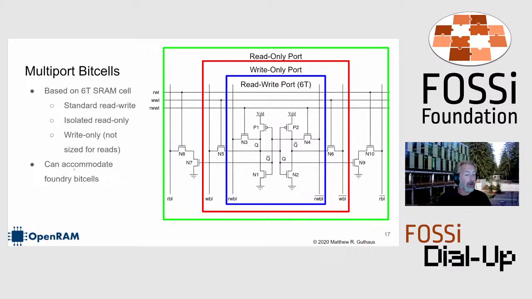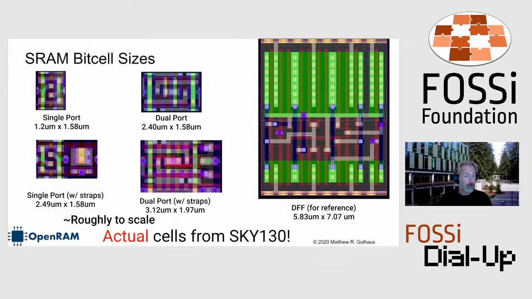We can also accommodate foundry bit cells. And what I mean by that is the optimized bit cell for a particular process technology. So if we look at this, this is actually some of the SkyWater 130 bit cells. You can see here on the top left is the single port bit cell. So that's with just two access transistors and the cross coupled inverters.